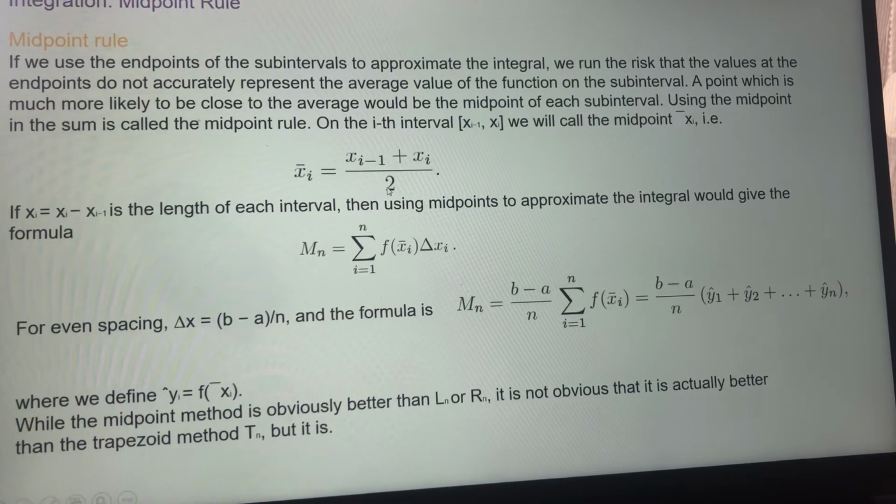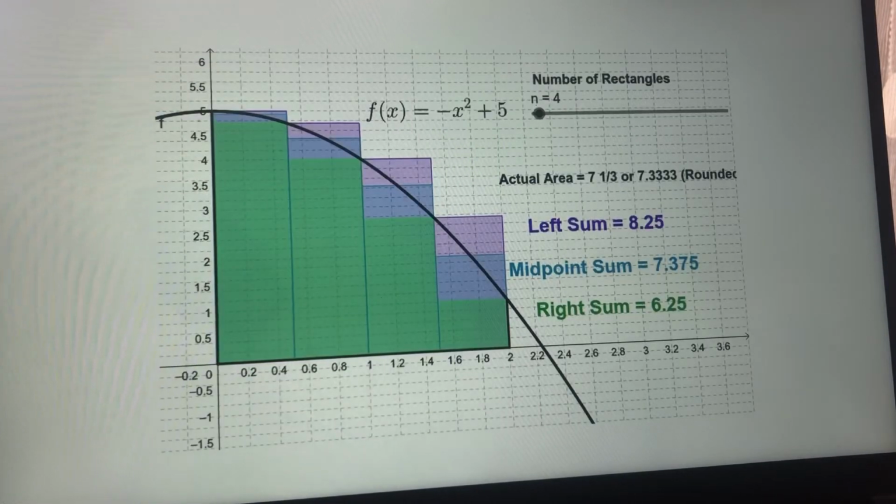Okay, this is how we can find the midpoint rule. Here this example was for the function minus x squared plus 5. I want you to try this function. Please try and find these sums: left sum, right sum, and midpoint sum. The actual area you can find by taking the integral of this one from 0 to 2. Take this integral and find the actual area. And then use the left sum, right sum, and midpoint sum and find these results. And you need to send it to me by Sunday, so that I can understand you are really watching these videos or not.